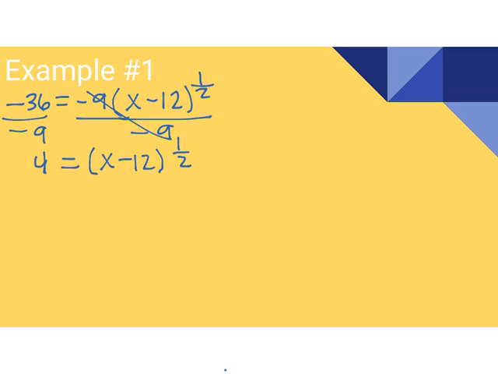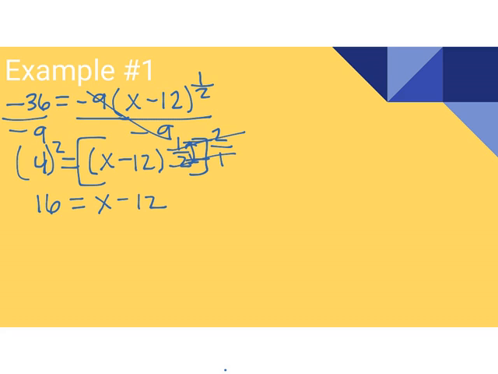So now I'm going to raise this entire thing to the reciprocal of what it is. So the reciprocal, I'm flipping these, which is just 2 over 1, but 2 divided by 1 is just 2. So I'm just going to raise everything to the second power. So 4 squared is 16. I was just going to show you, 2 times 1 is 2, 2 times 1 is 2, so 2 divided by 2 just turns into 1. So we're left with x minus 12 left over.